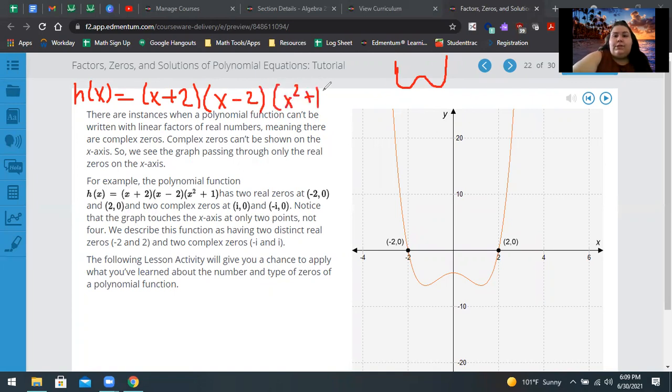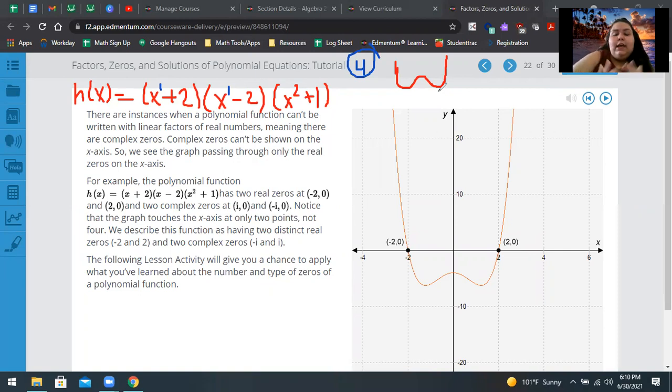If I even want to consider the degree, I have to count each exponent here. This has an invisible 1, this has an invisible 1, and this has an exponent of 2. If I add them all together, I get 4. The degree here is 4. Another way to prove it's a degree of 4 is to actually multiply all three parentheses, and you'll see that you get x to the 4th power.